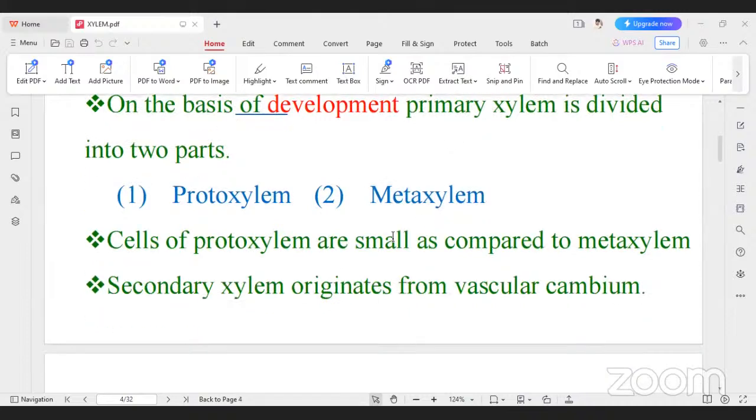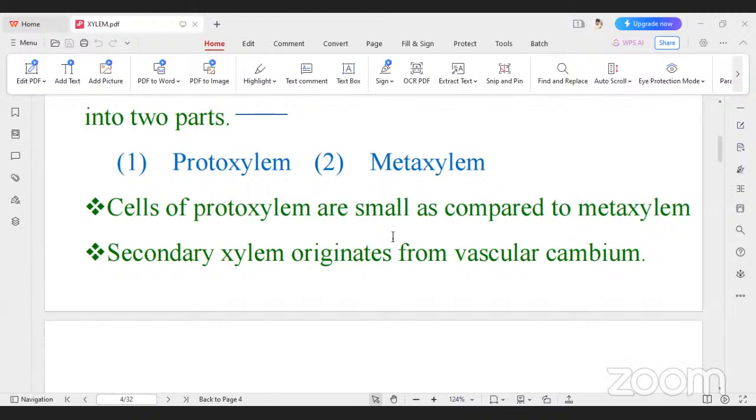Right. Secondary xylem originates from the vascular cambium. This is very, very important. Where is the vascular cambium? You know procambium, right? So secondary xylem is formed from the vascular cambium.